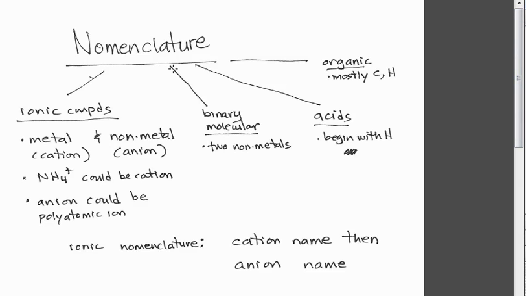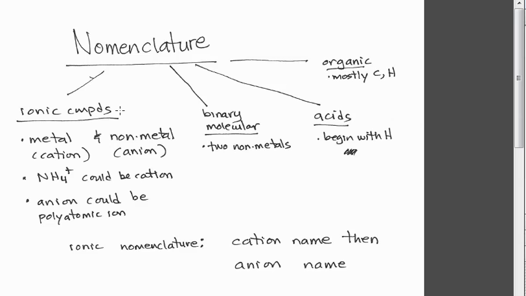So nomenclature is a fancy word for naming chemical compounds. And in this course, we're going to be looking at three main types of chemical categories and learning how to name them. And the first important thing you've got to be able to do is determine which category a particular compound belongs to. And then you'll know what rules to follow.